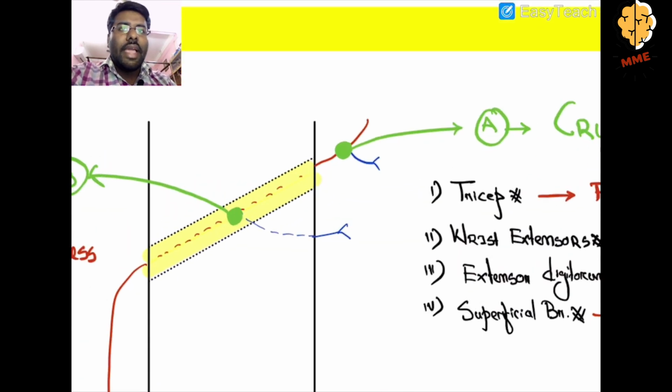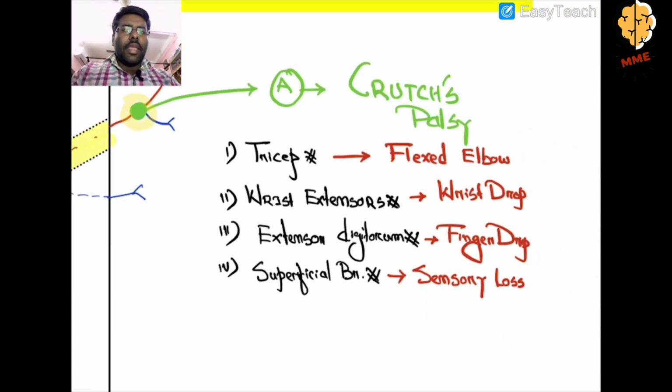Okay, now coming to the injuries, there are 4 areas where injury can occur. Firstly, in the axilla. If the injury is in the axilla, the whole nerve root gets affected, and please follow these 4 lines. Firstly, the triceps is involved, that is why the elbow is flexed. Wrist extensors, brachioradialis, and extensor carpi radialis longus get affected, so wrist drop. Extensor digitorum gets affected, so finger drop, and the superficial branches also get affected, so there is sensory loss.